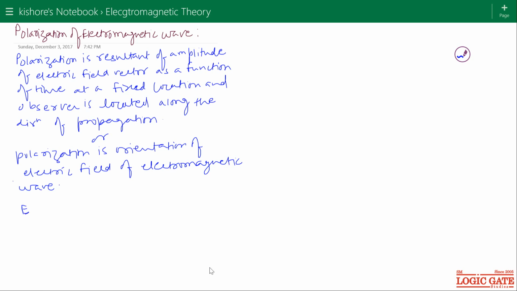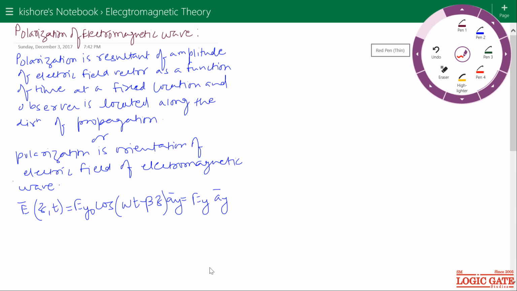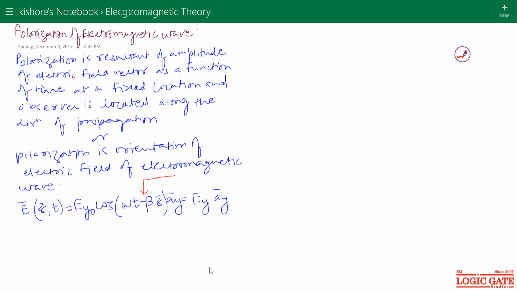For example, if we have the electric field vector of a uniform plane wave, which is a function of distance and time, and it is Ey0 cos(omega t minus beta z) ay. This can also be written as Ey ay, the y component of the electric field. This minus sign shows that the uniform plane wave is propagating in the plus z direction.